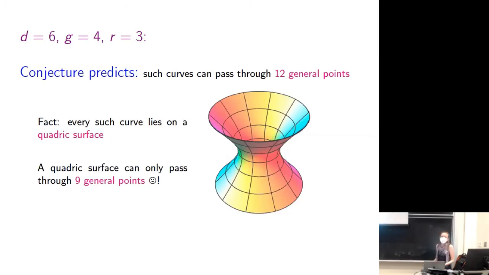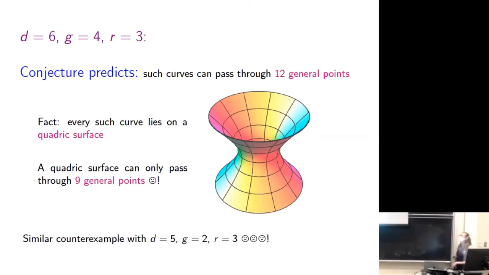So we're sad, right? We just had this great conjecture. It involved the Brill-Noether theorem, and now we have a counterexample right away. And in fact, maybe we're even more sad because there's another counterexample. If we take degree 5 curves of genus 2 in 3-dimensional space, they also lie on quadric surfaces, so they can interpolate through at most 9 general points, but twice the degree is 10. So this is looking pretty bad, right? But it's not so bad.